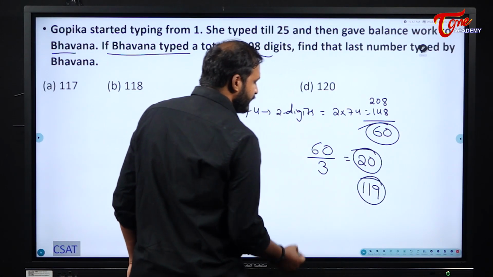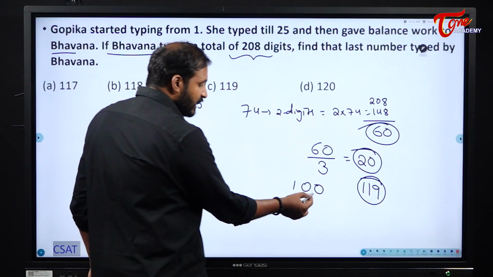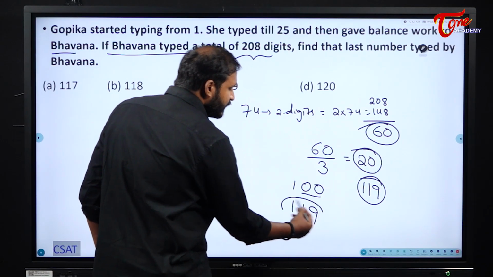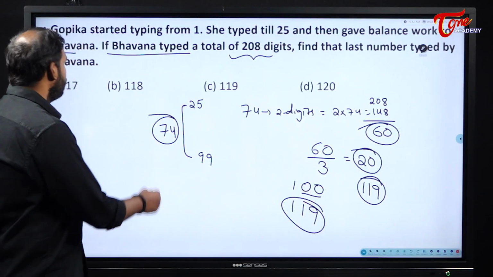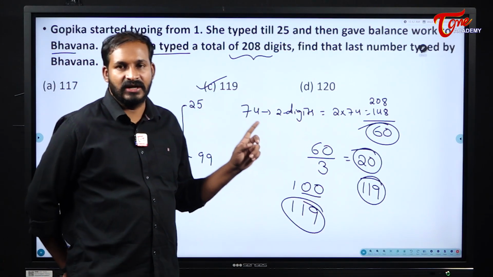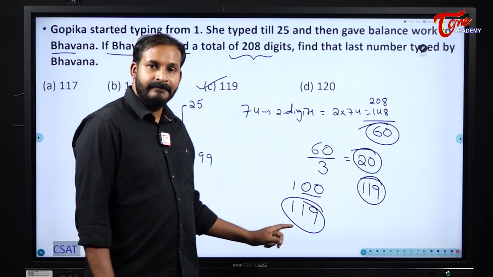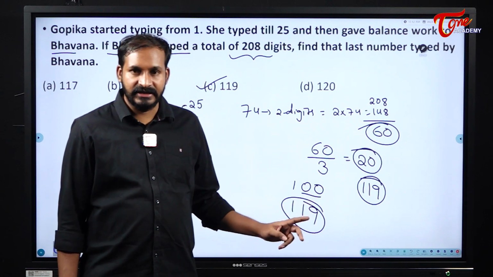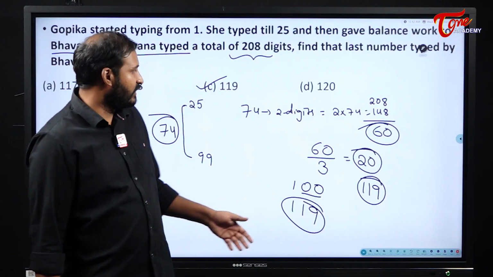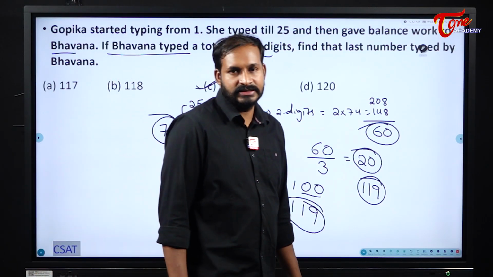Why? Because the first 3-digit number is 100, so it starts from 0. So our 20th 3-digit number will become 119. Don't mark your answer as 120. There is a chance of writing your answer as 120. Please be careful. The first 3-digit number is 100, and from there we need to count the 20th, so the 20th 3-digit number will become 119. That means Bhavana is going to write up to 119.